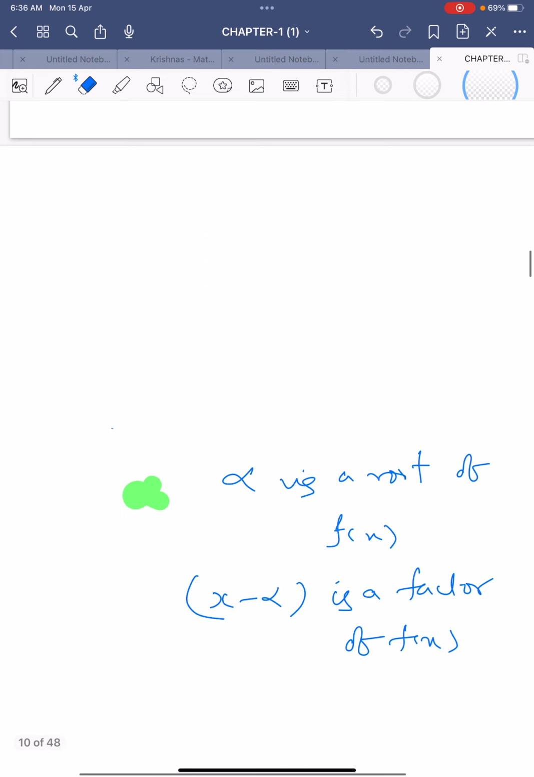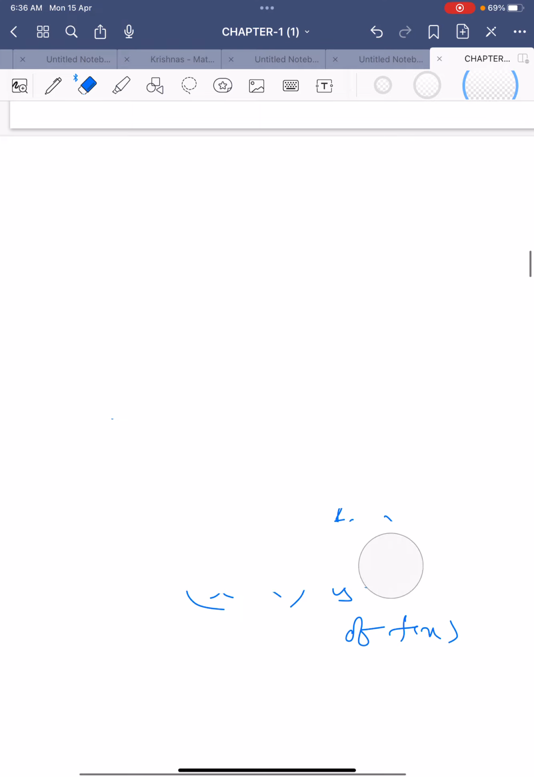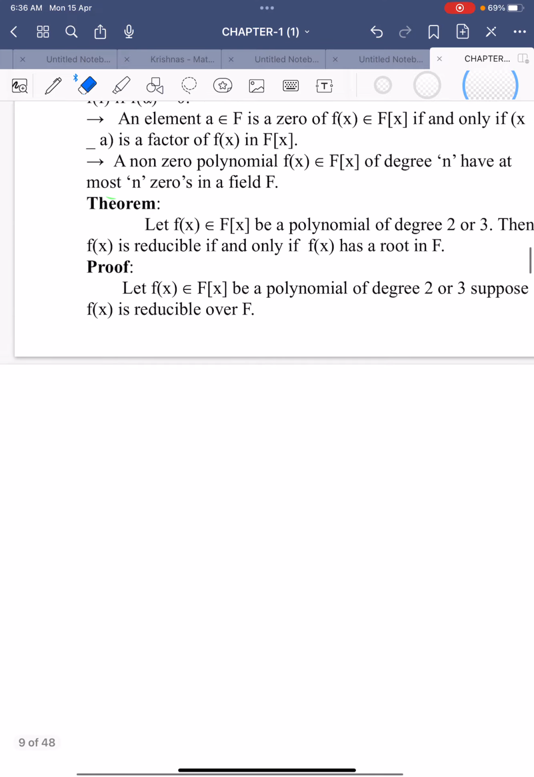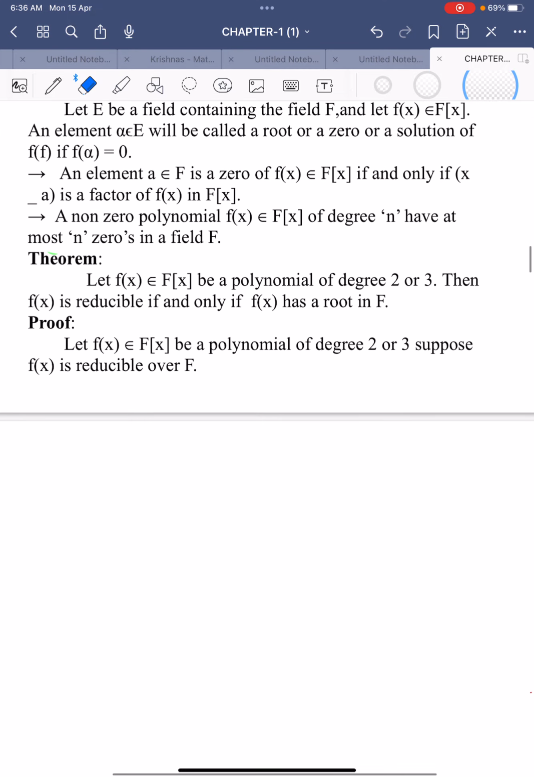Let us see the next theorem, and then we learn some definitions. Let us see the statement. Let f of x belonging to capital F of x be a polynomial of degree 2 or 3. Then f of x is reducible if and only if f of x has a root in capital F.